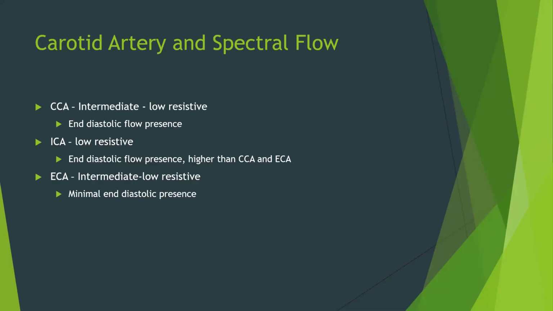So, the spectral waveform for the carotid artery. The common carotid artery is going to have that intermediate, kind of low resistive flow. So we're going to have some end diastolic presence, not quite as much as the ICA, where the ICA is very low resistive, feeding our organ, the brain here. And the end diastolic flow presence in that ICA is higher than the CCA and the ECA. And then the ECA is going to have a very similar waveform, maybe even slightly less end diastolic presence compared to that CCA.